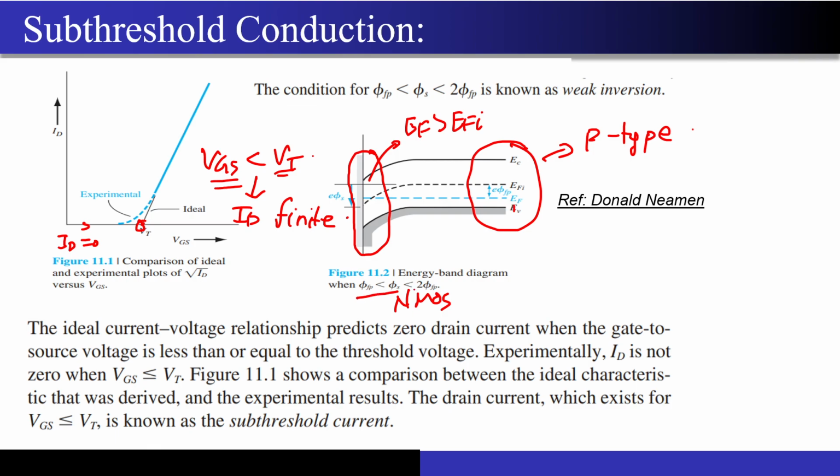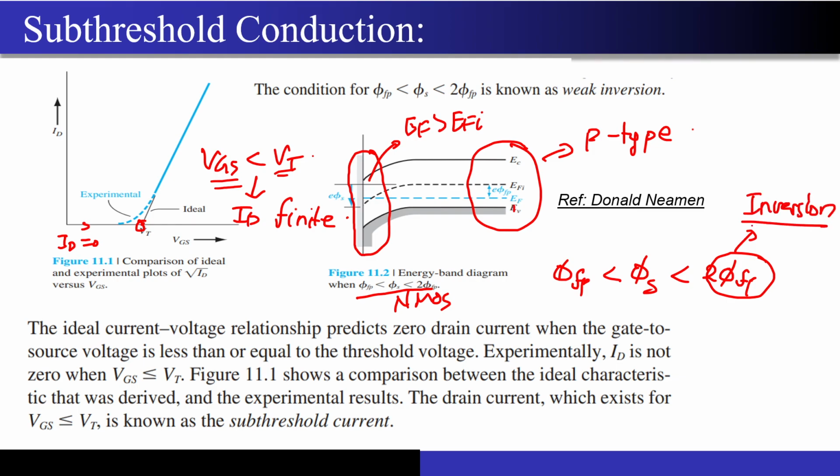And you can see with this condition, my phi S, that is the surface potential that we had studied long back, is somewhere between phi FP and 2 phi FP. What is this 2 phi FP? It is the condition for the inversion. So I have not completely inverted the surface yet, right?